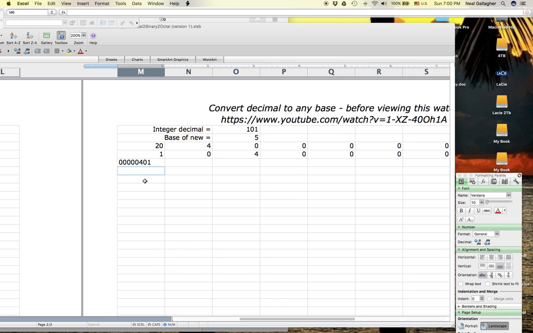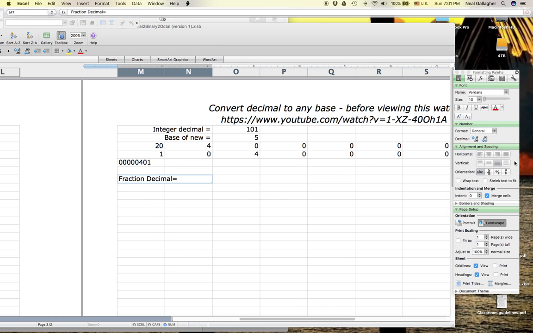Now, how about if we have a fraction? Okay, so let's talk about fraction decimal. That's what I'm going to do next here. I'll merge these two cells, format cells, merge cells, and I'll call this a fraction decimal. Equals, return. And for the base, I'm just going to use the same base I have from up here. So let's pick a fraction decimal over here. Let's move everything in the cell over to the right side of the cell. So my base is still going to be 5.